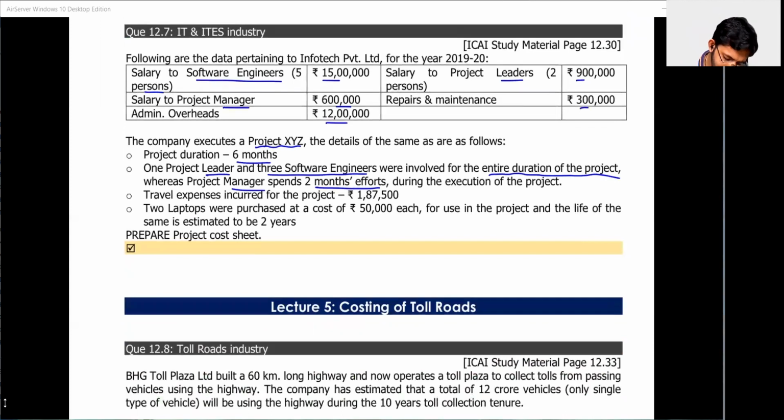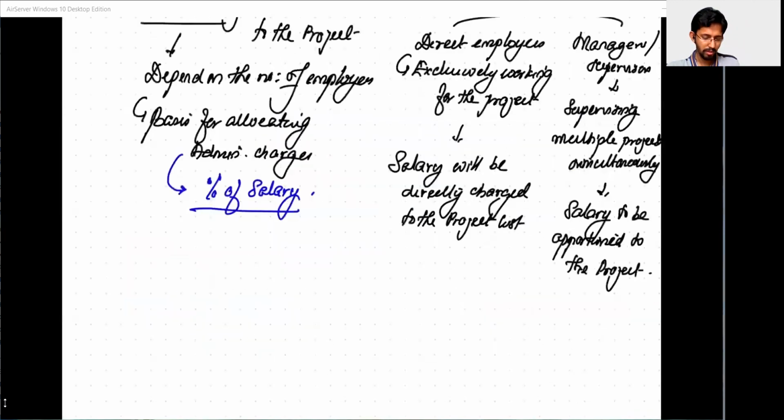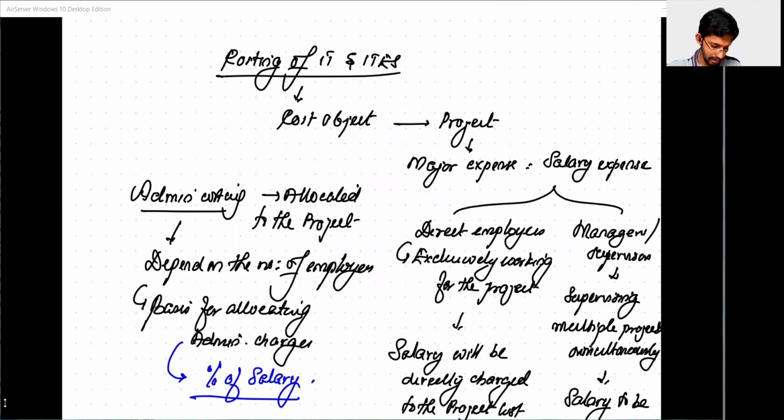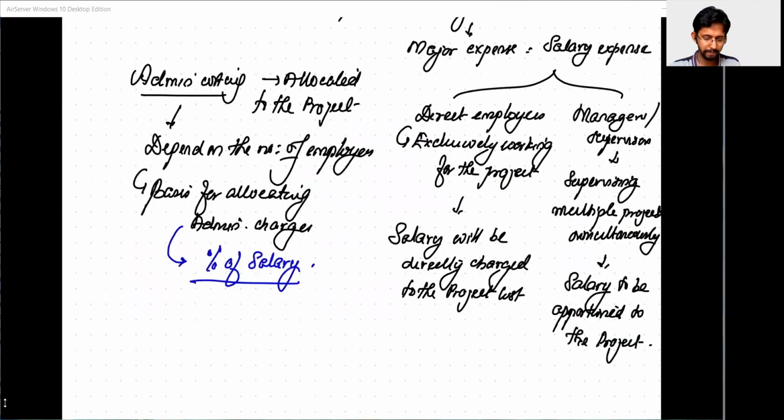Now travel expenses incurred for the project is 1,87,500. 2 laptops were purchased at a cost of 50,000 each for use in the project, and the life of the same is estimated to be 2 years. Prepare the project cost sheet. Very simple question, nothing complicated here. So you have to compute the project cost sheet. Question is question number 12.7.